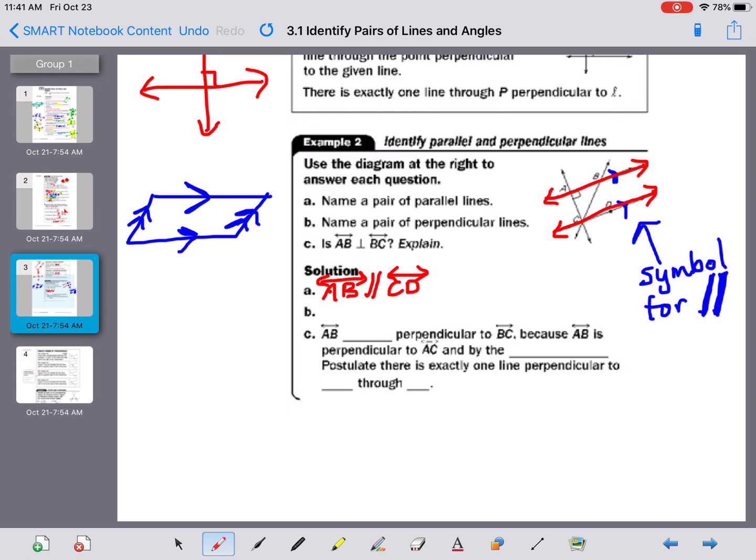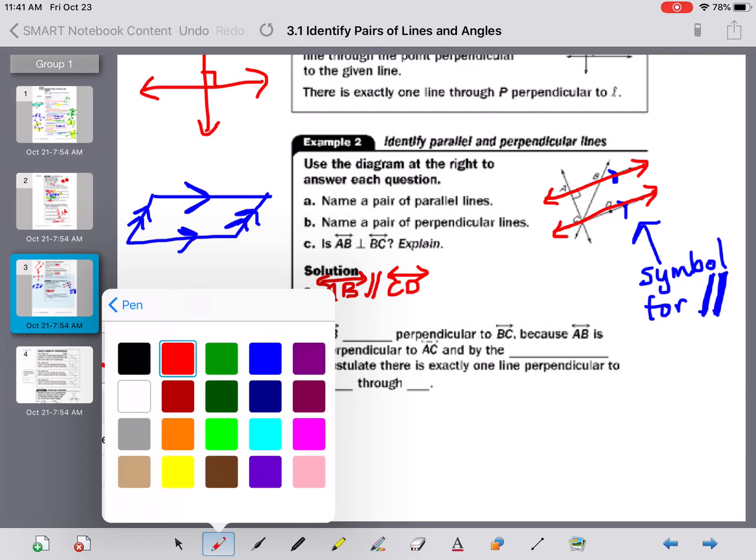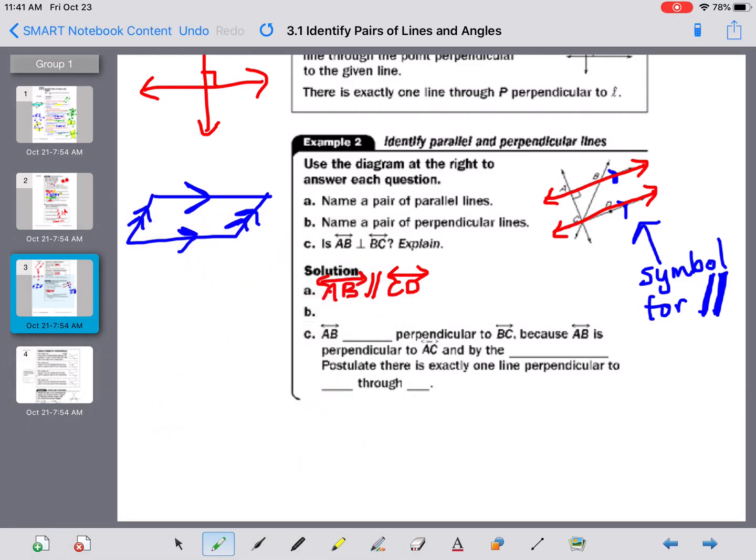All right, B says name a pair of perpendicular lines, okay? So I'm looking in the same direction, I'm looking for perpendicular. Once again, if they don't give us that right angle symbol, we cannot assume anything is perpendicular. So I'm looking for that symbol right there. So it looks like AB and AC are perpendicular. So AB, arrows on both ends, perpendicular symbol, that upside down T, AC. And remember, I can always write the names of my lines flip-flopped, so I could call it CA if I wanted, that's fine. 2 letters only to name a line.